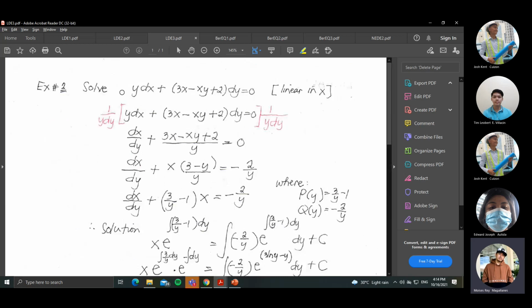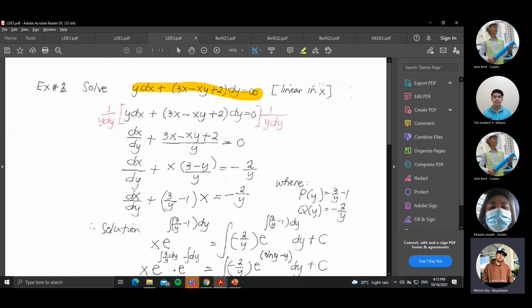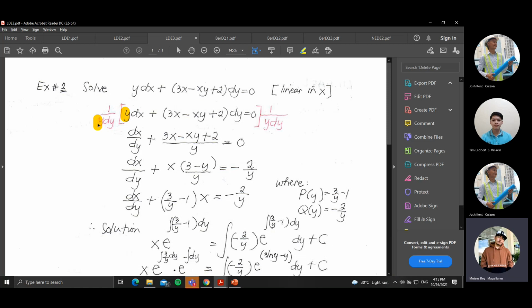The second one. This DE is linear in x, since x stands alone. To make this into standard form, we're going to make dx into dx over dy. So we're going to multiply it by 1 over y dy. So the y disappears and what remains is dx over dy.